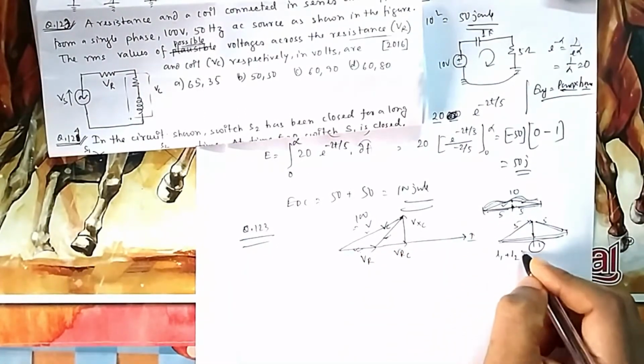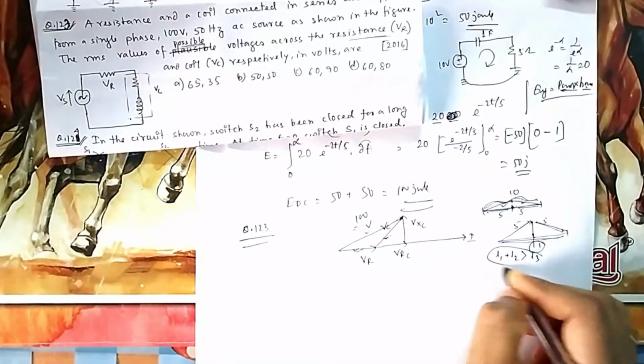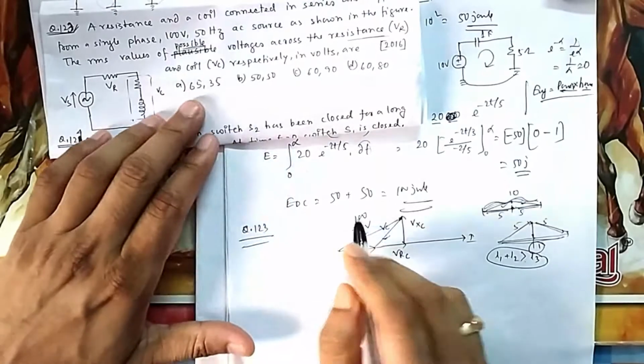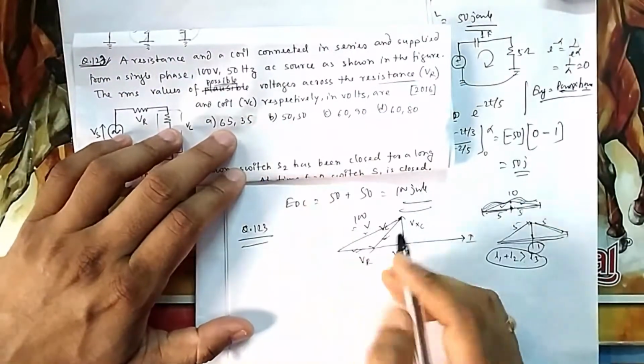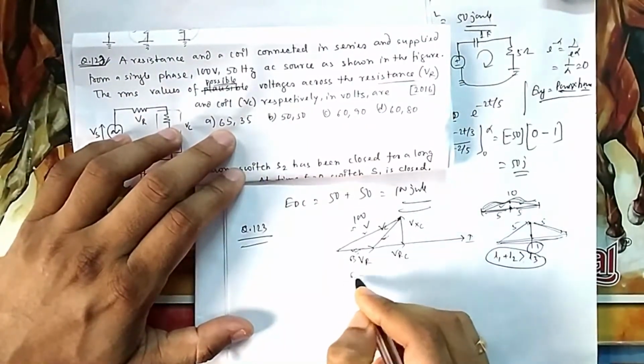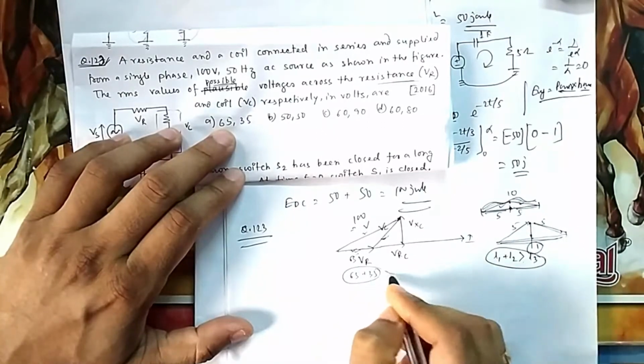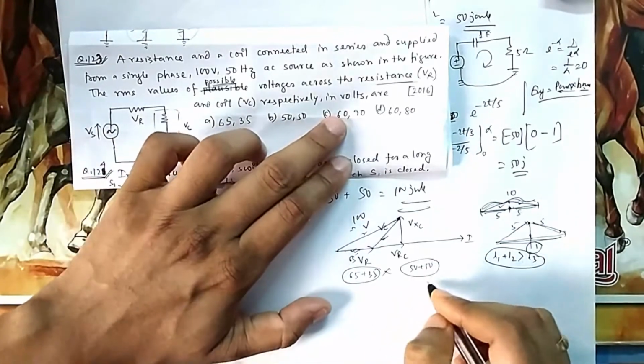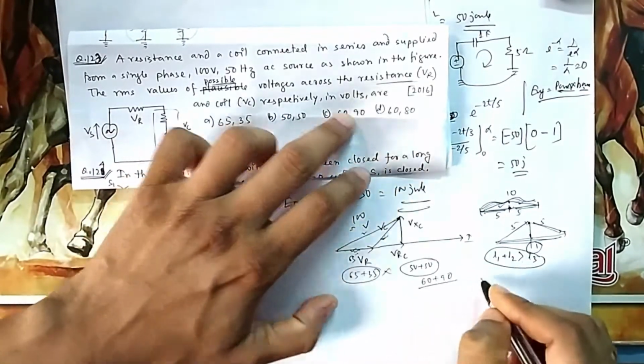L1 side plus L2 side must be greater than L3, not equal to. Equal to, it will be a straight line. So the sum of these two should be greater than 10. 65 plus 35, how much is it? It is 100. It is not greater than, so it cannot form a triangle. 50 plus 50 cannot be. 60 plus 90, yes, it can be. So does 60 plus 80.